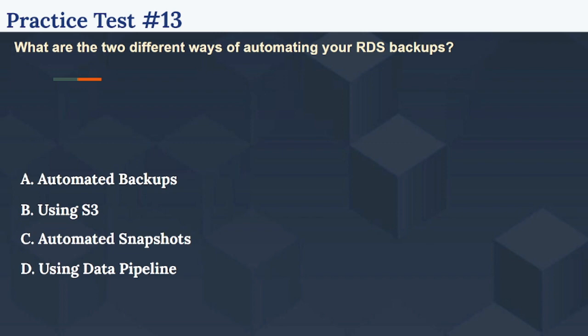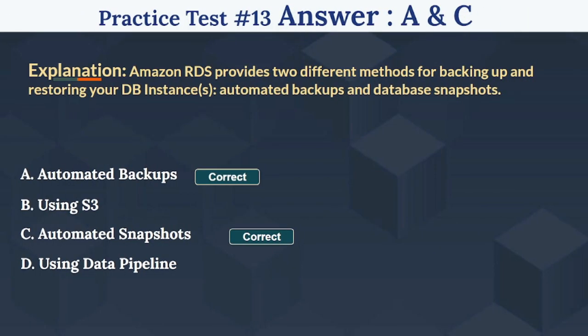So the right answer is A and C. Automated backups and automated snapshots. Amazon RDS provides two different methods for backing up and restoring your DB instances: automated backups and database snapshots. Let's move to next question.